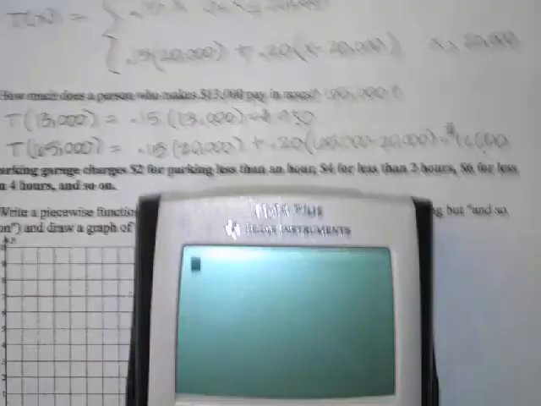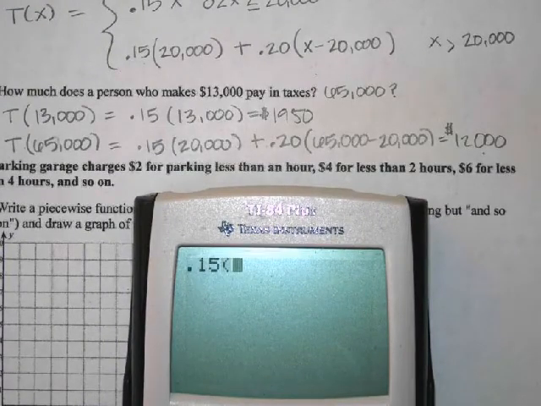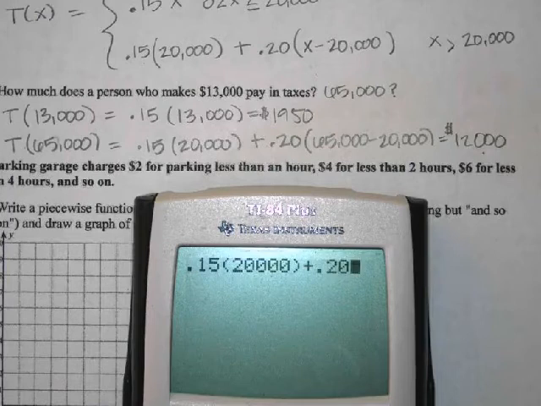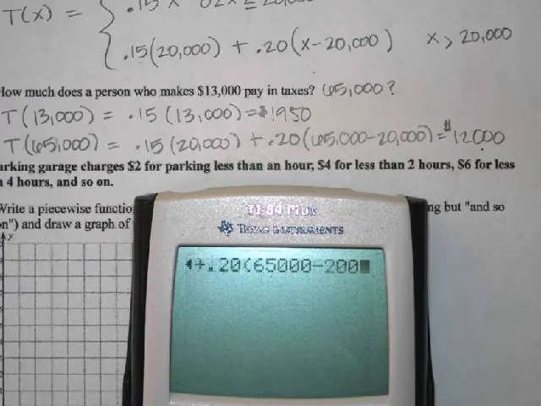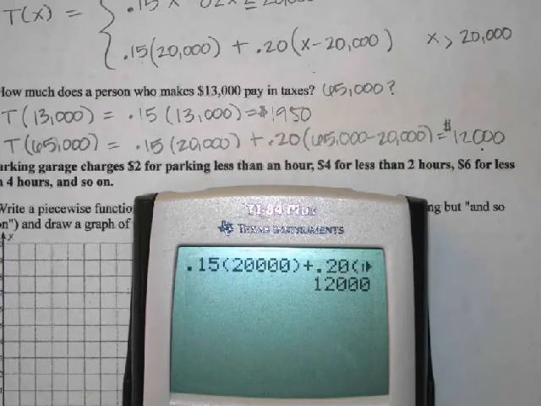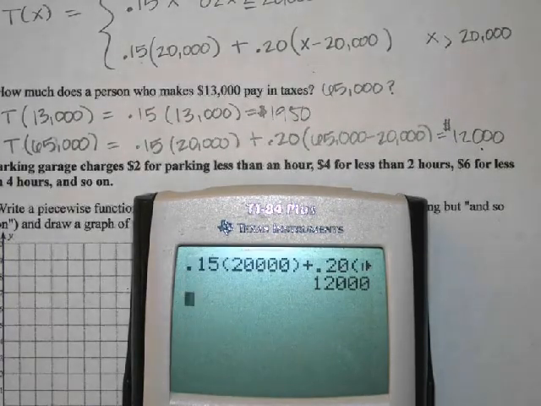So when you type it in, 0.15 times 20,000 plus 20% of 65,000 minus 20,000. So if you have something other than that, it just means you probably missed a zero somewhere or had an extra zero somewhere. Yeah, it'd be really easy to miscount your zeros there. Okay.